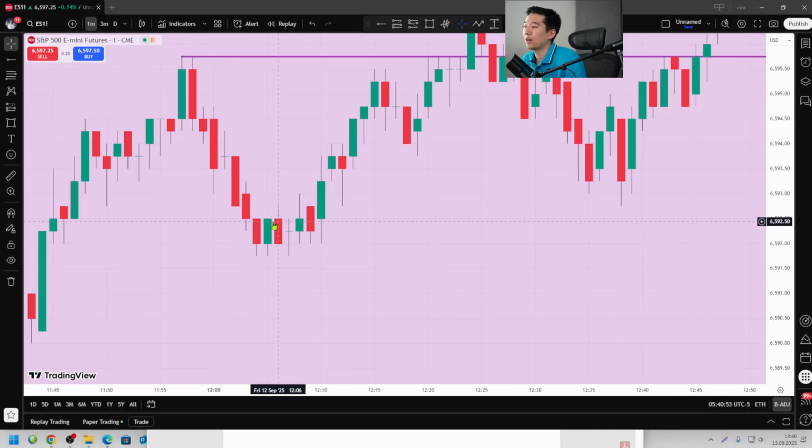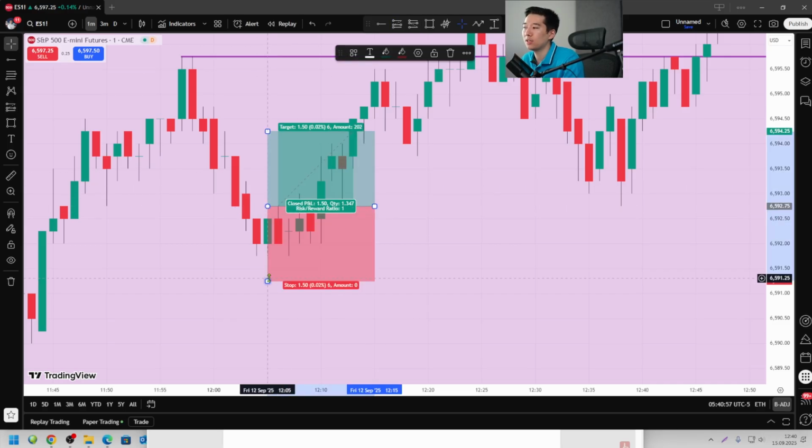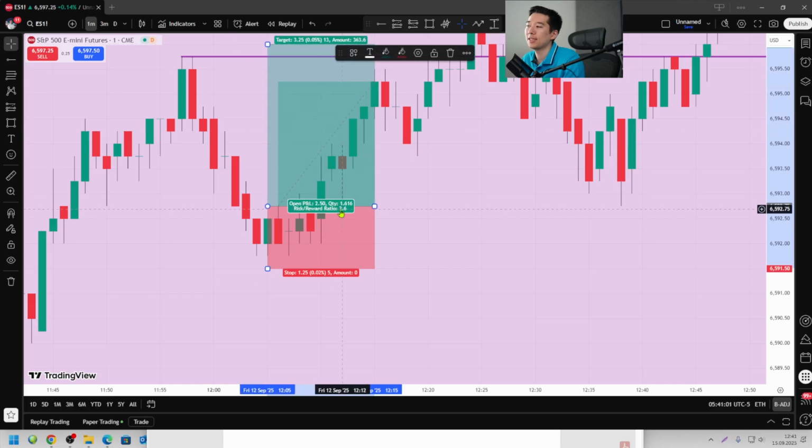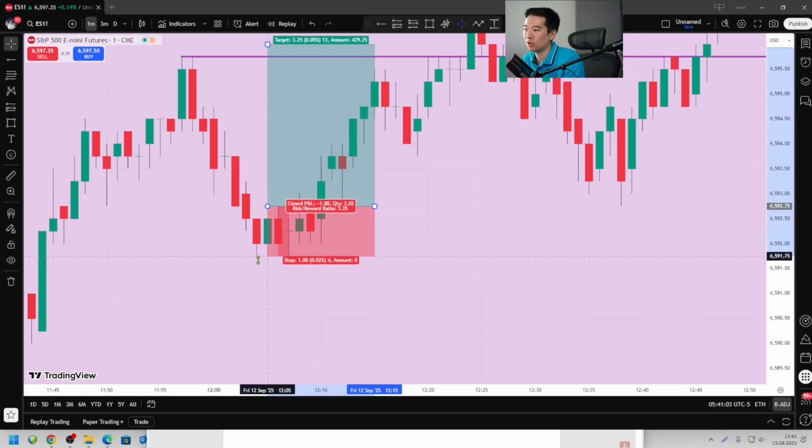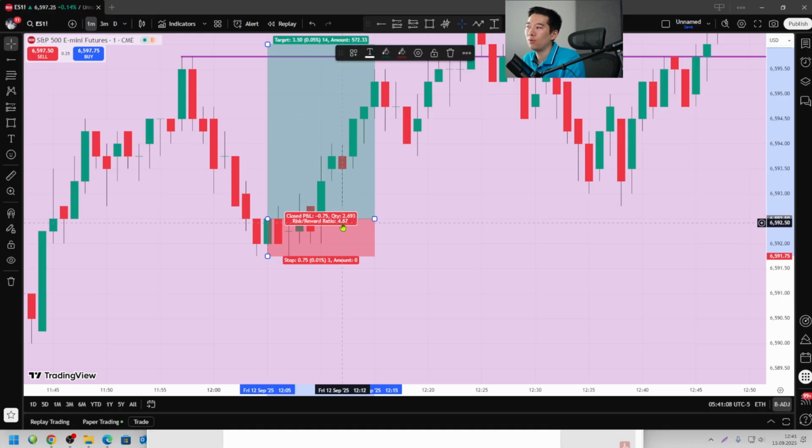The entry is where the green candle closes. We have to be very accurate with this. So if you draw this in like this, then your risk reward ratio until this high is only 2.6. But check this out. If I'm placing the stop here correctly on the wick and the entry on the close, now my risk reward ratio increased to 4.62. That's almost double.